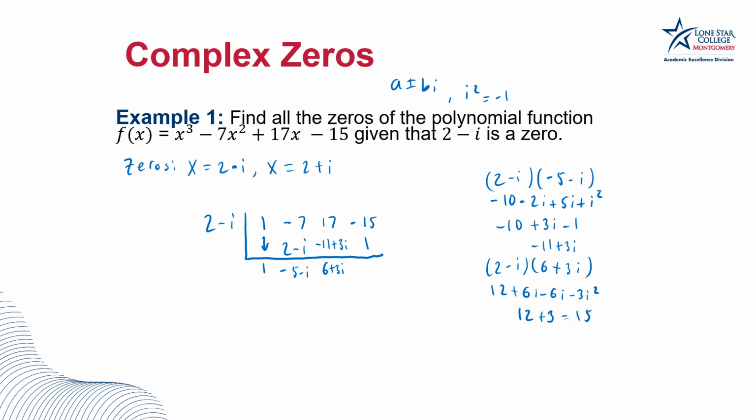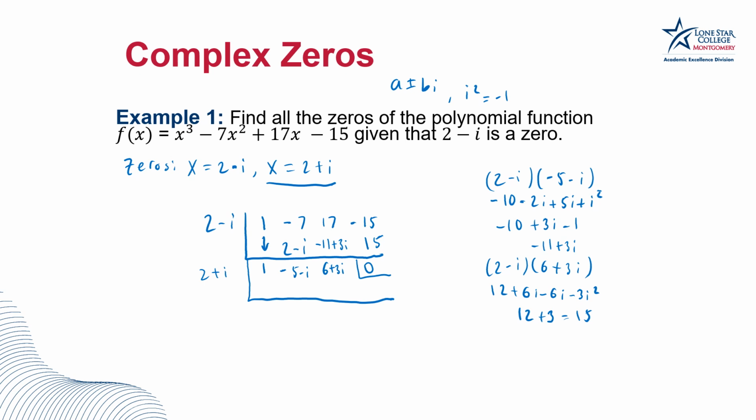So we put that right under negative 15. And obviously if we add them, we get the remainder 0, which is true because 2 minus i is a 0. So now that we reduced it by a power, we still have a lot of complex coefficients. However, because we know that 2 plus i is also a 0, we can go straight into doing another synthetic division with the given 0 of 2 plus i.